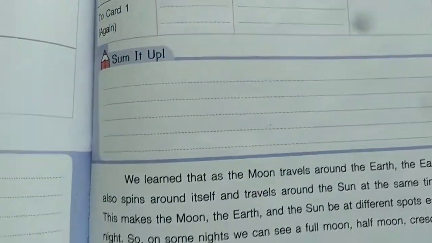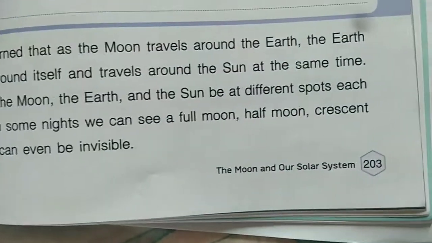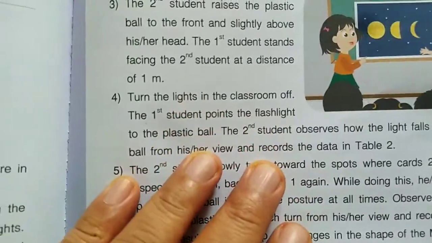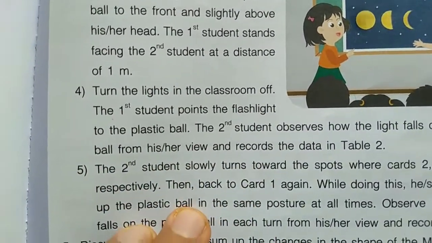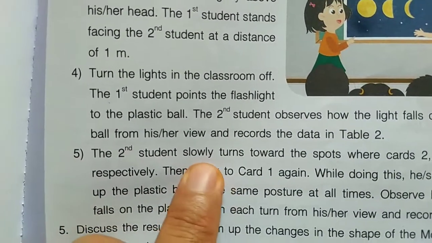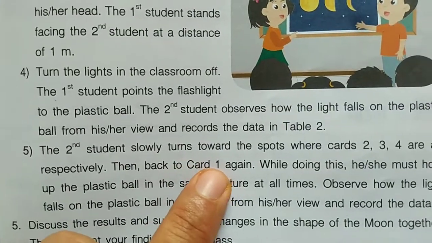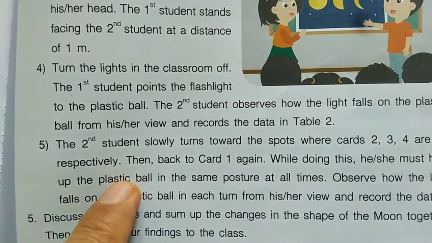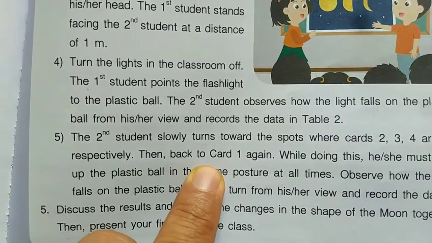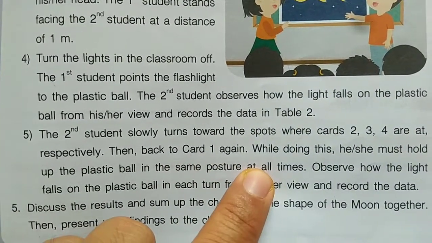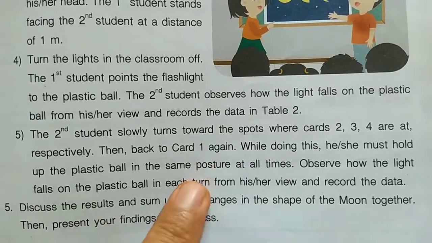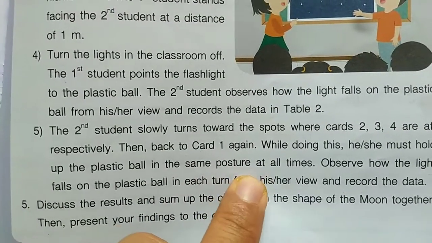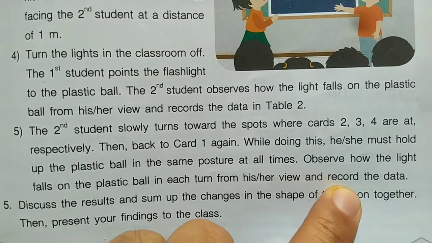Here is table 2 on page 203. Alright? Then number 5, the second student, slowly turns toward the spots where cards 2, 3, 4 are at, respectively. Then back to card 1 again. While doing this, he or she must hold up the plastic ball in the same posture at all times.